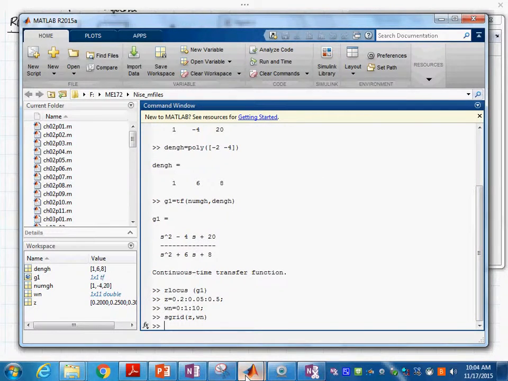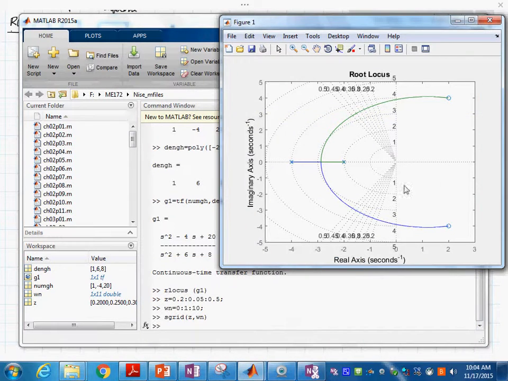I wanted to show it at the same time, but see what it did? It put a grid on the plot we already had for the damping ratio values from 0.2 to 0.5, and they gave us an idea of, for each damping ratio, what the value of the root should be there.